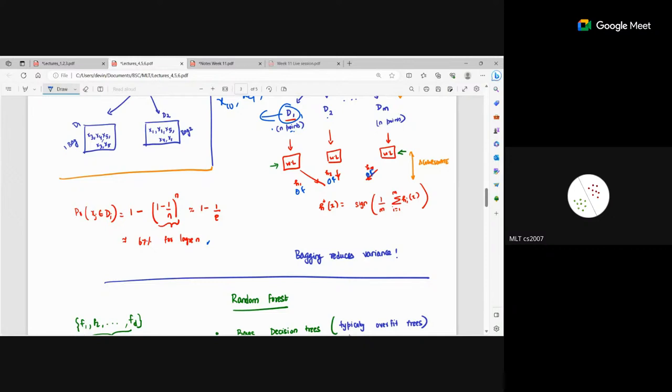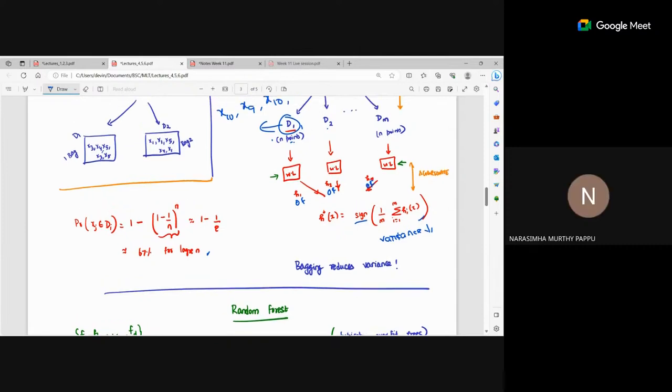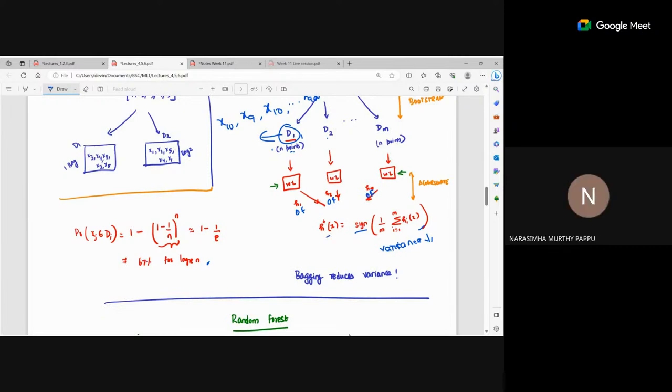Then you take the average of all these models. It's going to be the sign of 1 by M times the sum, i equals 1 to M, of hi of x. Each model is overfit, and since you're taking the average of those, the variance is going to reduce. Is this clear? That model hi of x is the same model as what we did earlier, just fit on a different data set.